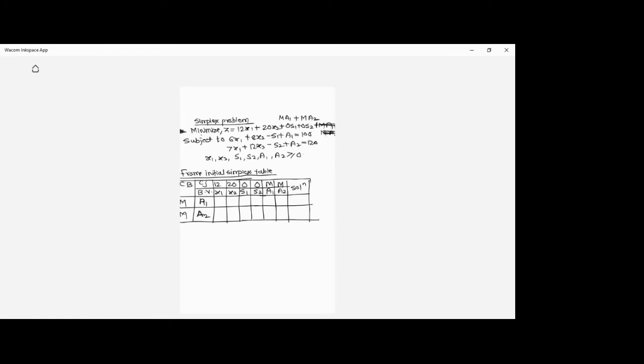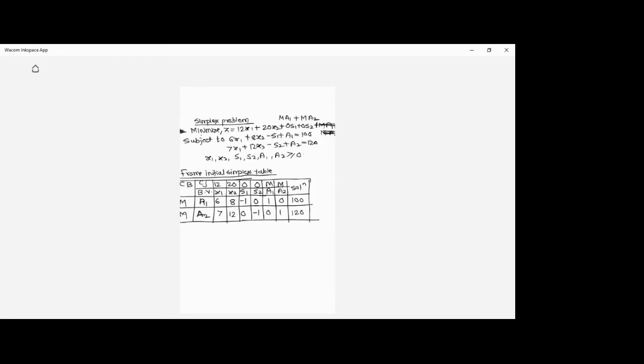For our first constraint, it is 6x1, 8x2, minus 1, then 0. a1 has coefficient 1 and a2 has coefficient 0, and the solution here will be 100. Similarly, for our second constraint, we have 7x1, 12x2, minus s2, and plus a2 is equal to 120. I'm hoping that you have understood how we have written the numbers in the initial simplex table.